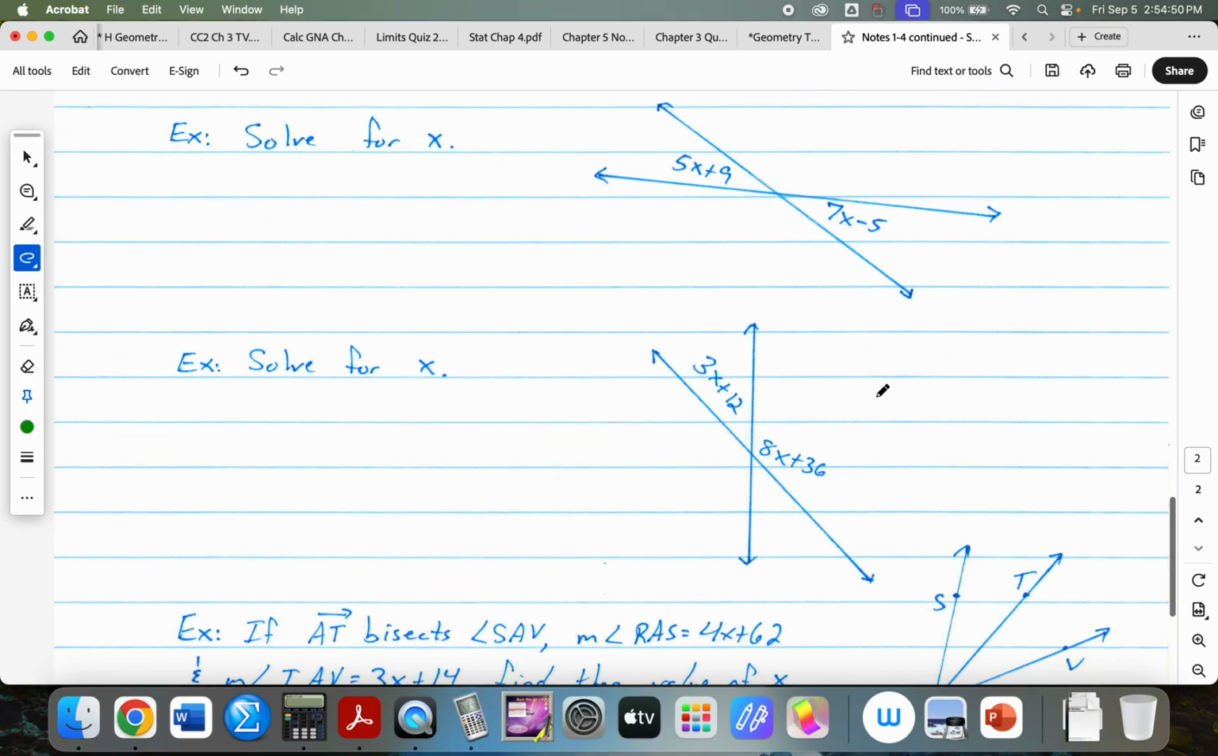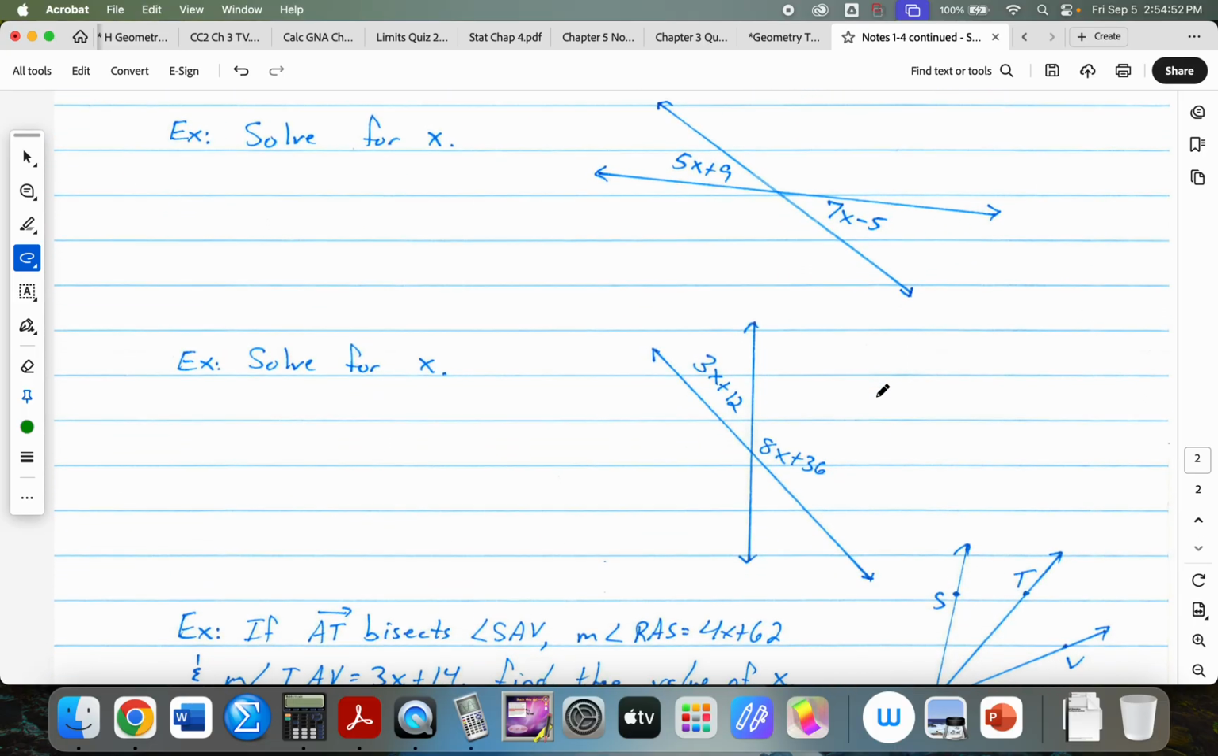All right, let's solve these for x. So for this one, what type of angles are these two angles? They're vertical angles. And what do we know about vertical angles? They're the same. What's the geometry word for that? They're congruent. So that means that 5x plus 9 is going to be equal to 7x minus 5.